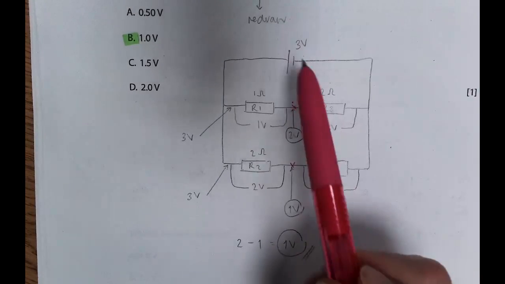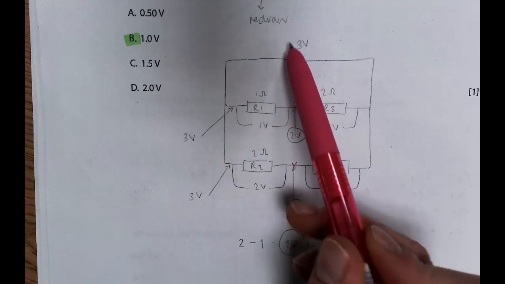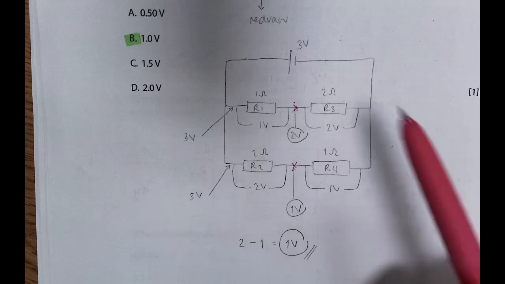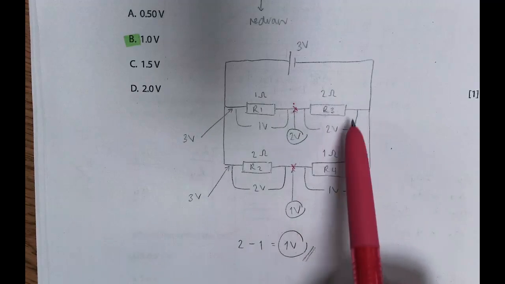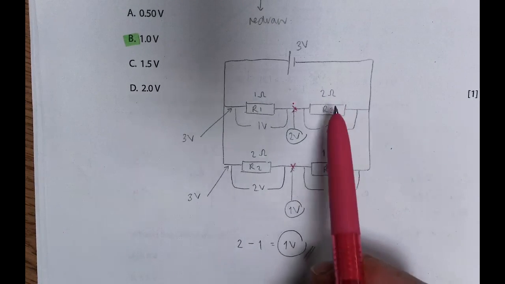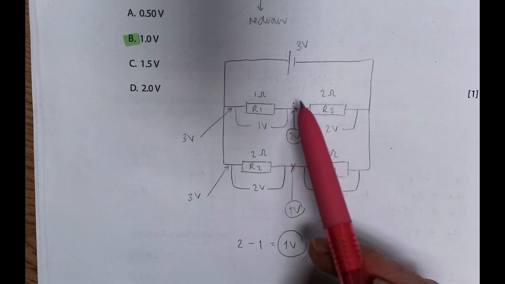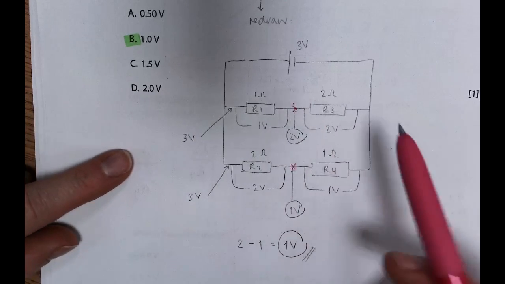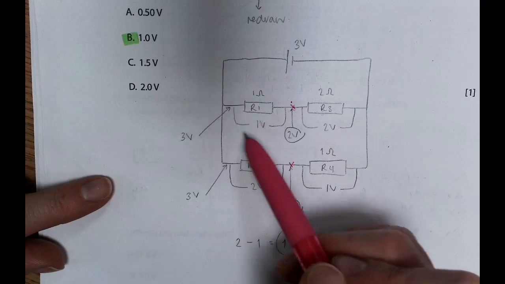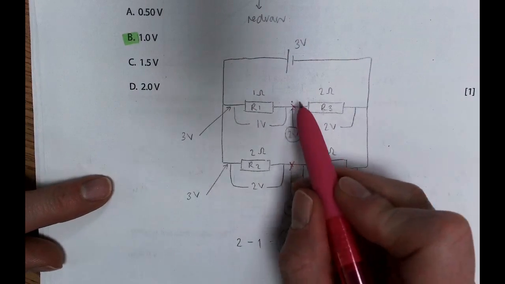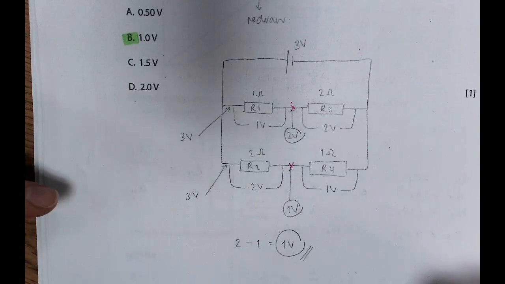So I have 3 volts from my supply. I've got a 1 ohm, a 2 ohm resistor. Double the resistance, double the voltage share. So 2 ohms takes 2 volts, 1 ohm takes 1 volt. Other way around on the bottom loop. So we drop 1 volt across R1. We drop 2 volts across R3.